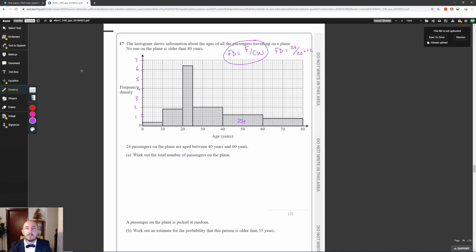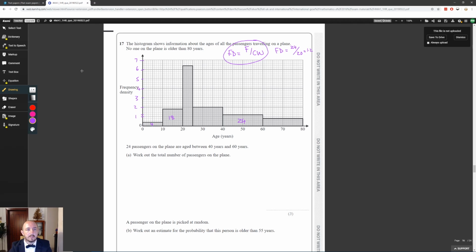Because that's 1.2, then you can divide this scale up into its 6 blocks, and each block is worth 0.2 of the tiny squares. So now that we've done that bit of information, we can work out the rest of the bars. 10 here times 0.4 would be 4 passengers. 10 times 1.8 is 18 passengers. 5 on the width and 6.4.